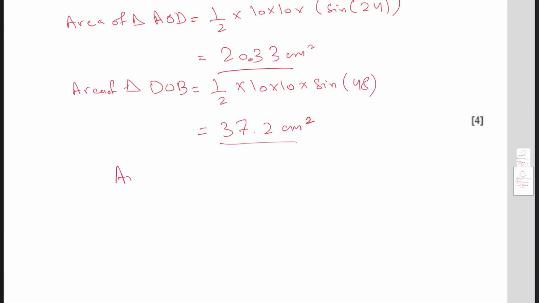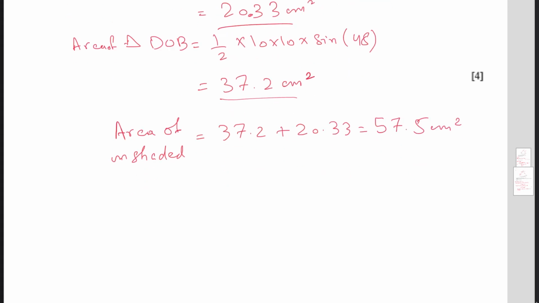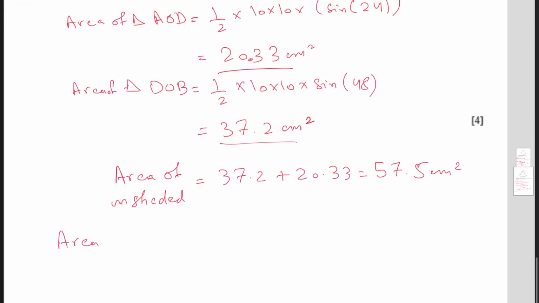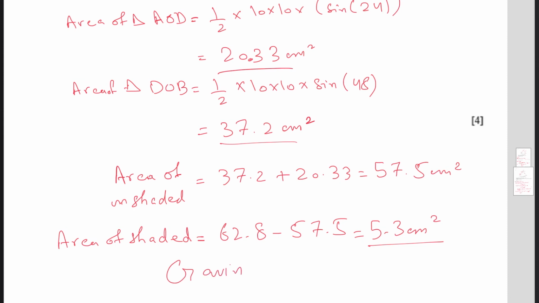Now let's add these areas up. So area of the unshaded region is 37.2 plus 20.33, and we end up with 57.5 centimeters squared. So the area of the shaded region would be 62.8 minus 57.5. Let's see what we get. 62.8 minus answer, we get 5.3 centimeters squared. So Gavin is wrong, and we're done.